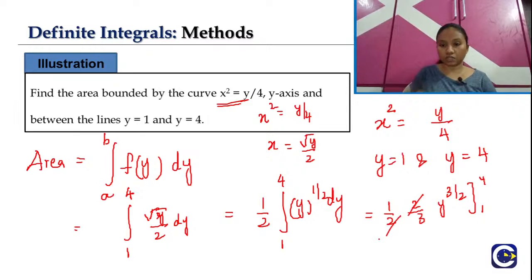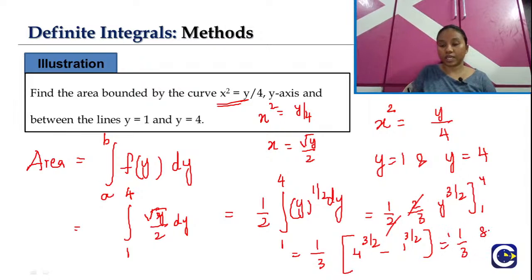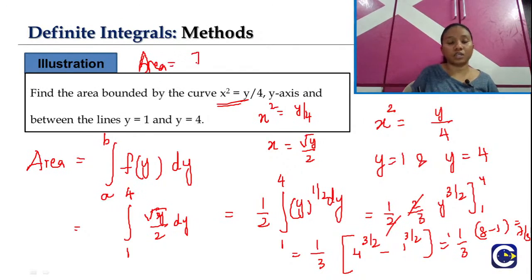So this and this will get cancelled and we'll be having 1 by 3, into 4 power 3 by 2 minus 1 power 3 by 2. Anything power 1 will be 1 only. So 4 power 3 by 2 will be 2 cube, which is 8 here. That means equal to 1 by 3 into 8 minus 1, which is 7, which is equal to 7 by 3. So for this curve, that is the area bounded by the given curve x square equal to y by 4 within the lines y equal to 1 and y equal to 4 is given to be area equal to 7 by 3 square units.